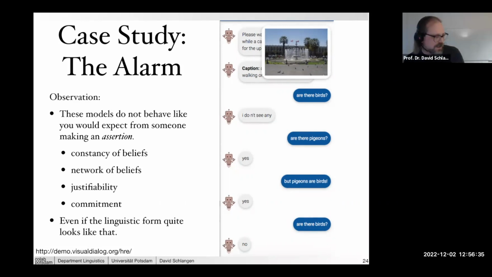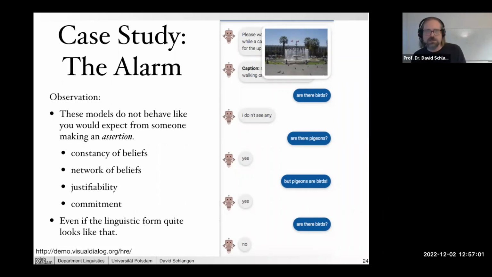But a lot of other things are not there, and they're not even on the radar of these systems, right? They're not trained for this, they're not evaluated for this. But there's no constancy of belief, there's no network of beliefs, there's no justifiability, and crucially, there's no commitment, right? So the model doesn't care about what it says, and it's not embarrassed by being wrong, right?